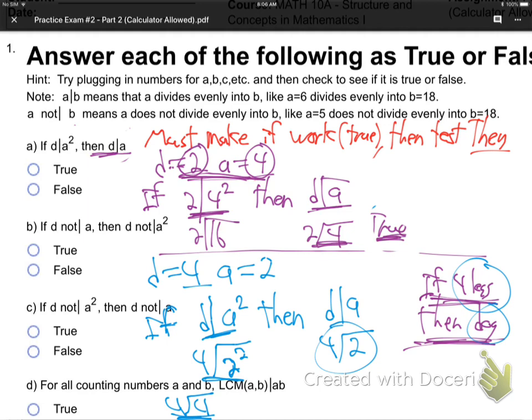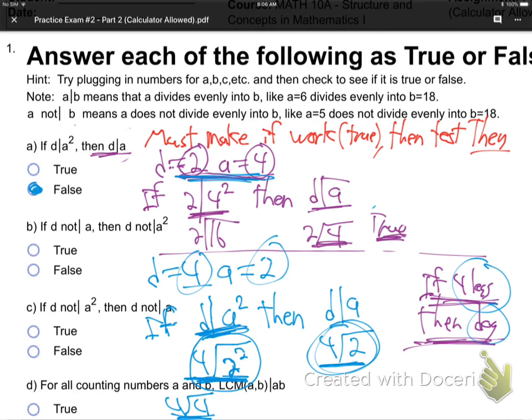I found a case where for D = 4 and A = 2, 4 goes into 2 squared, D goes into A squared, but D doesn't go into A. So it's not always true, is it? It was true up here in this case when D was 2 and A was 4, but it's not always true, as we see right here. Here D goes into A squared, 4 goes into 2 squared, but D doesn't go into A. So this is a statement that is false sometimes.